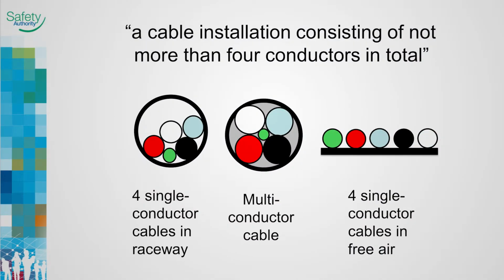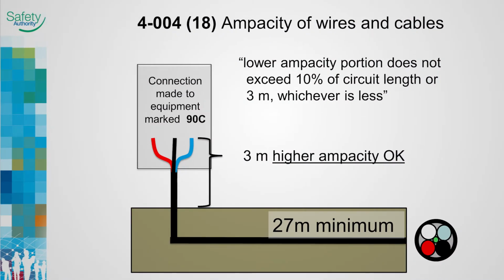Subrule 18 does not restrict the circuit to a maximum of 4 conductors in total. The subrule restricts the installation to a maximum of 4 conductors in each raceway or cable. This allows for parallel runs for a 3-wire single-phase or 4-wire 3-phase installation. Further engineering would be required if more than 4 conductors were proposed. The termination temperature rating rules in 4-006 apply to all installations where equipment is marked.